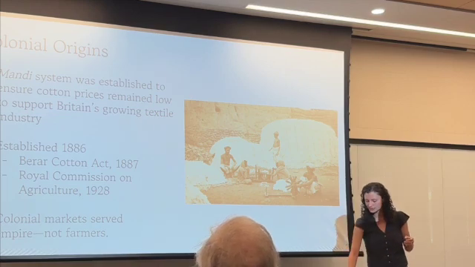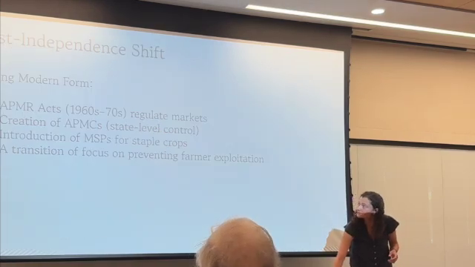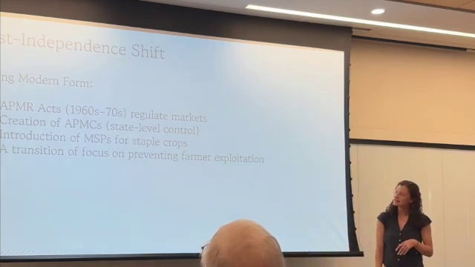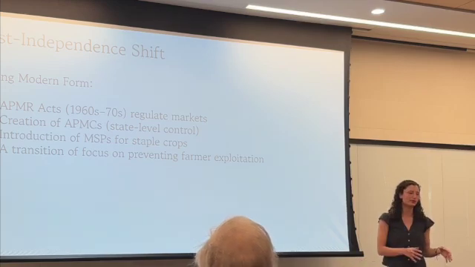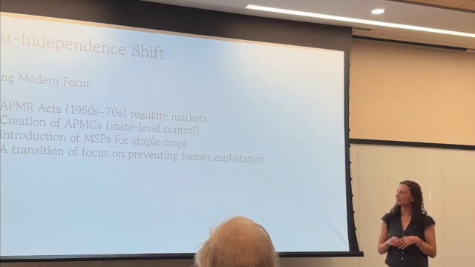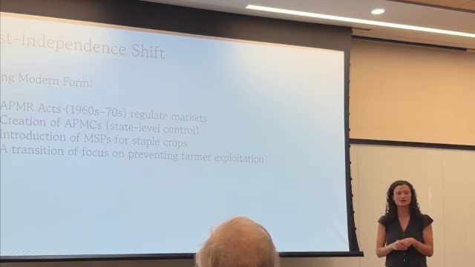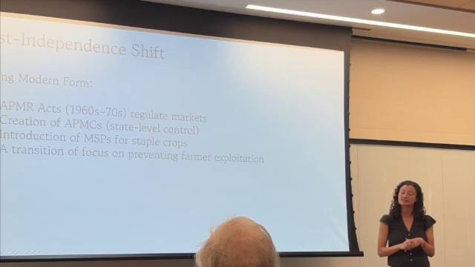After that, we see a shift in the purpose the Mandi was serving. Post-independence, there was a series of acts in which the APMCs, or Agricultural Produce Market Committees, were established. Now the power went back to the Indian people, and Indians themselves were running the markets. From there, there's a transition to systems of minimum support prices in which the farmers were trying to guarantee fair prices for themselves, especially given that a lot of farmers in India are smallholders, owning less than 1 acre of land.